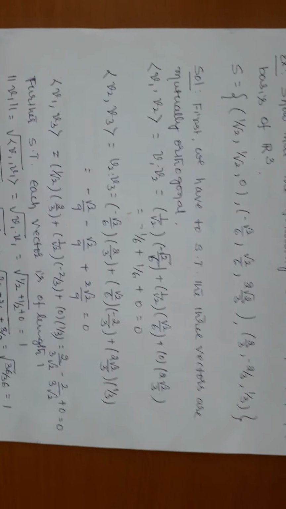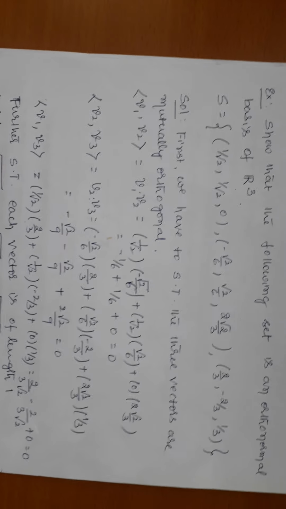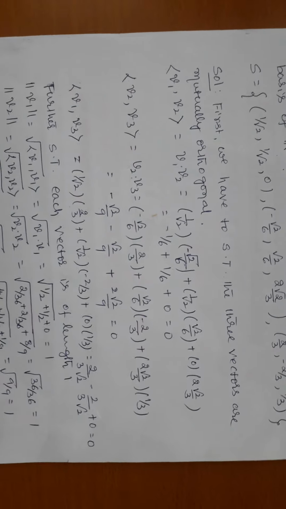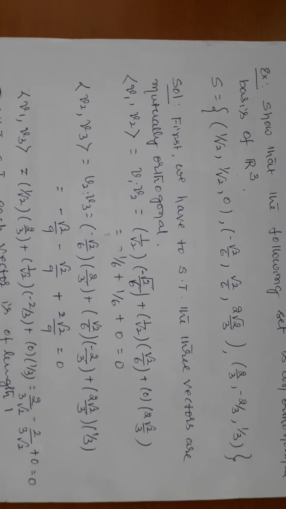Therefore, this shows that each and every vector is non-zero, the inner product of mutual vectors is 0, and the length of each vector must be what actually? Length of each vector must be what?